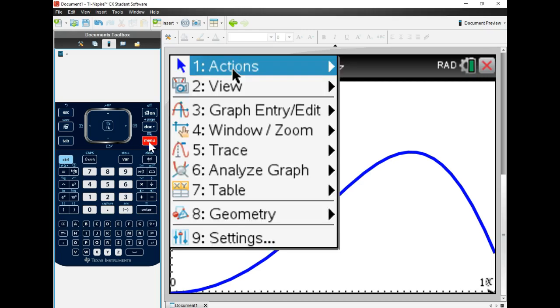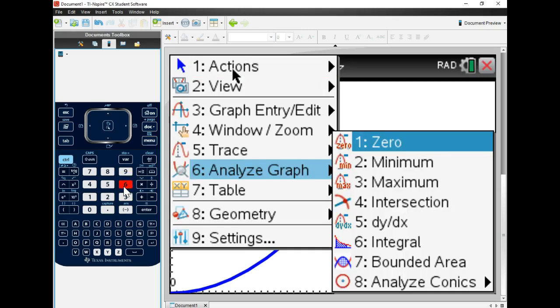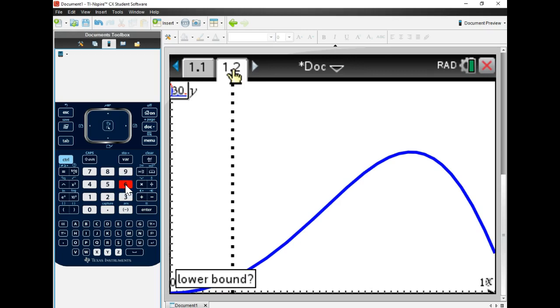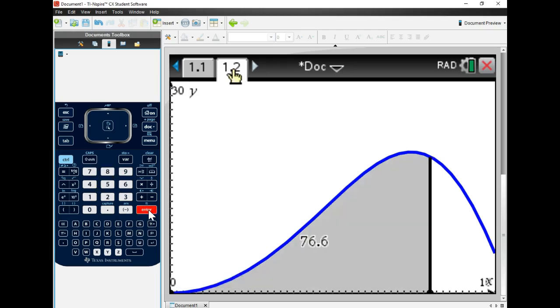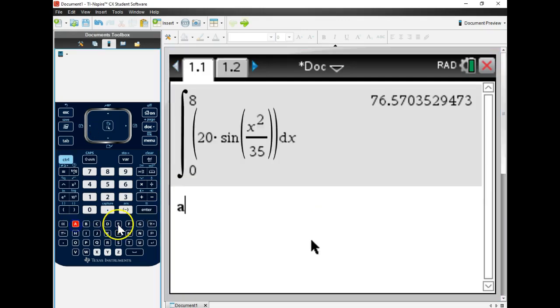If I would have gone to menu, and then analyze graph, one of the things we have is an integral. It'll ask, where's my lower bound? And I wanted to integrate from 0, so I'm actually going to type that number in. I want to go from 0 up to 8. And you'll see the calculator will shade in the region that you've asked for. Now, the only thing I will remind you is that it's only going to show you one decimal point. So you are going to have to store this in a variable in order to actually figure out what that variable is.